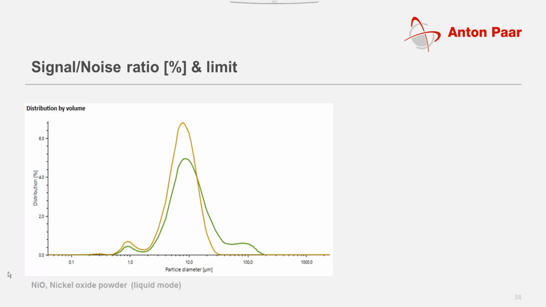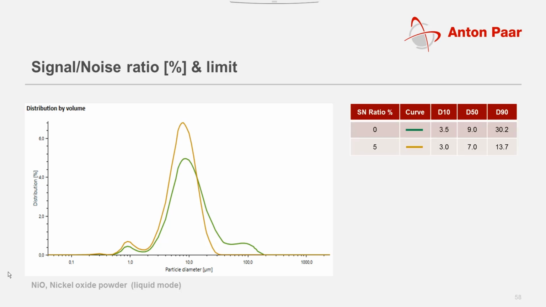Nickel oxide particles were measured in liquid mode. The green curve displays the result when signal-to-noise ratio is 0, while the yellow curve is obtained after increasing the ratio to 5%. The values decrease and the particle size distribution becomes narrow. When the ratio is 0, which is the default value, the signal is always taken into account.